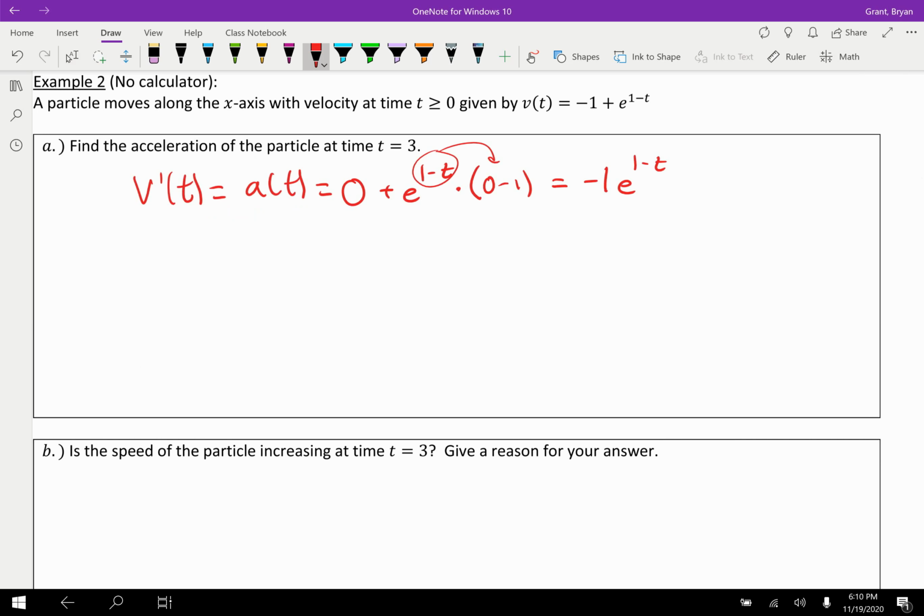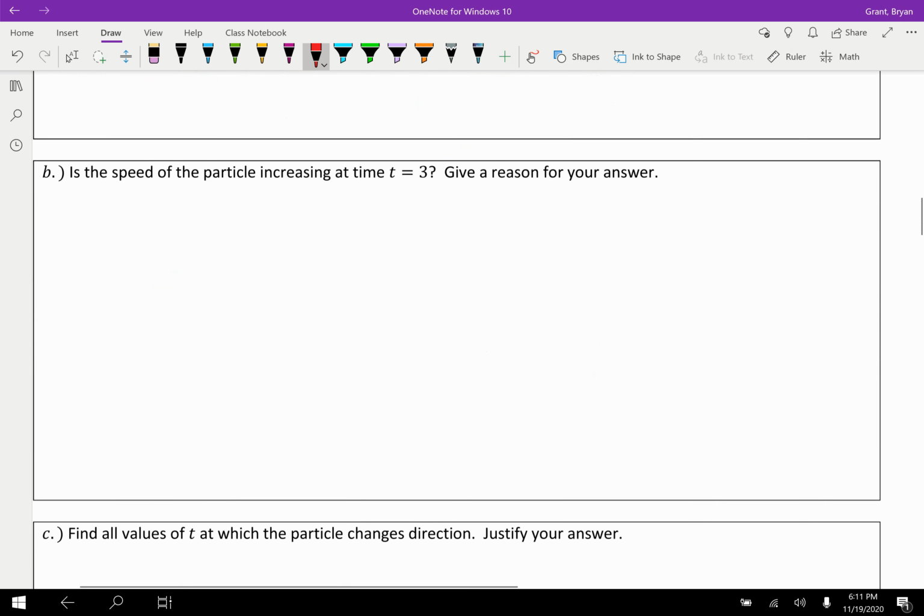Cool. Acceleration at 3. A of 3 equals negative 1 e to the 1 minus 3, negative 1 e to the negative second, and that's fine. You can stop there. If it makes you happier, you can write it as negative 1 over e squared. All of those are equal, and so you have found the acceleration at 3, some negative number. Is the speed of the particle increasing at the time of 3?